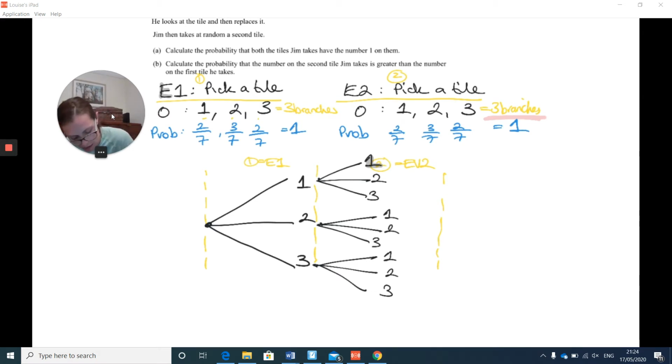This first bit represents event 1, picking the first tile. So probability of getting a 1, 2 out of 7, the probability of getting a 2, 3 out of 7, the probability of getting a 3, 2 out of 7. And those probabilities match across here as well. So 3 out of 7 and 2 out of 7. 2 out of 7 for getting a 1, 3 out of 7 for getting a 2, 2 out of 7 for getting a 3, 2 out of 7 for getting a 1, 3 out of 7 for getting a 2, and 2 out of 7 again for getting a 3.